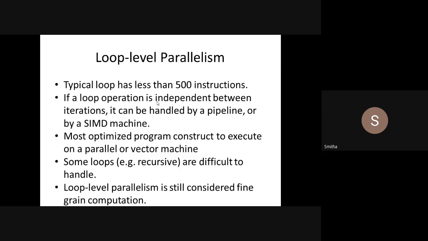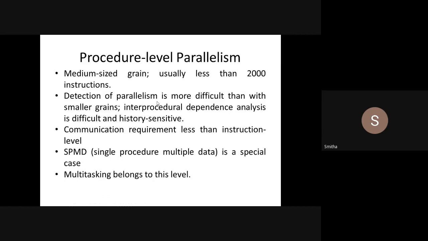So loop level parallelism will have less than 500 instructions, so it will fall into the fine grain category. Okay, so next is procedure level parallelism. In procedure level parallelism, we can have less than 2000 instructions, and it is of medium sized grain.